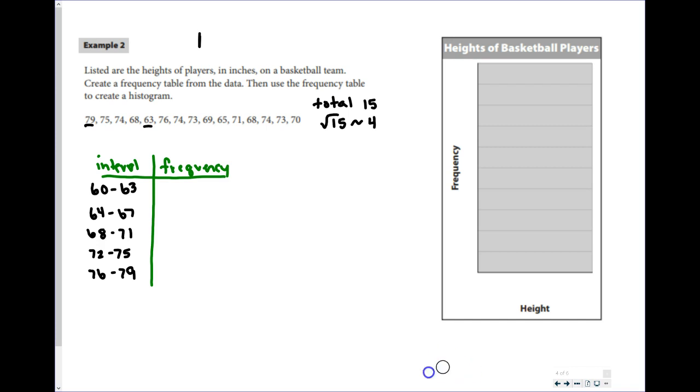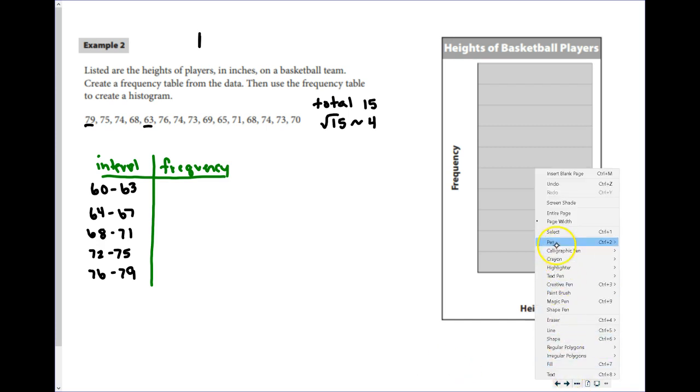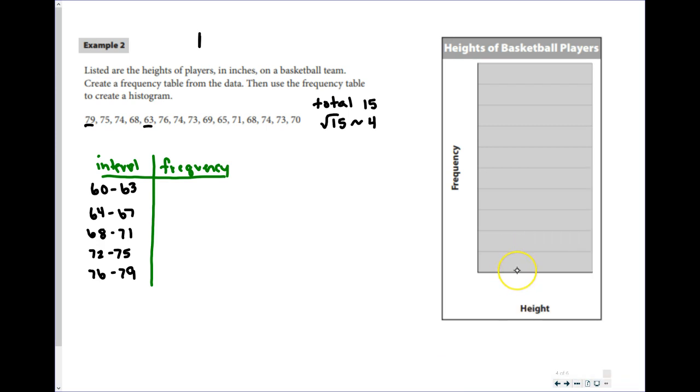Now I'm going to count how many of these I have in each interval. I'm going to go through this list, and notice they're not in the right order. So this is where a tally becomes really helpful. 60 to 63, there's 63. I only have 1, so a frequency of 1. 64 to 67, I've got a 65, so there's 1, and that's all. So there's another 1 for frequency.